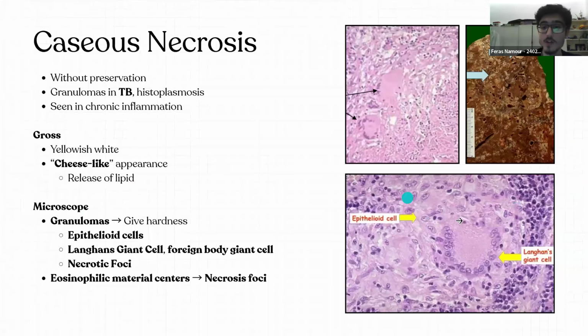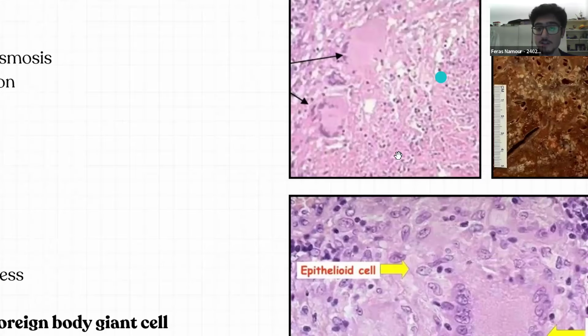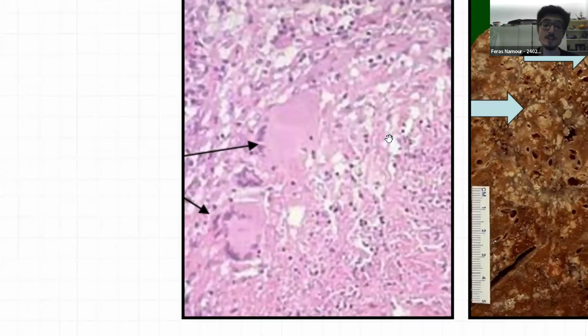And if we go microscopically, if we look at it histologically, because we said it's chronic inflammation, we're going to have something called granulomas. Now, what is a granuloma?